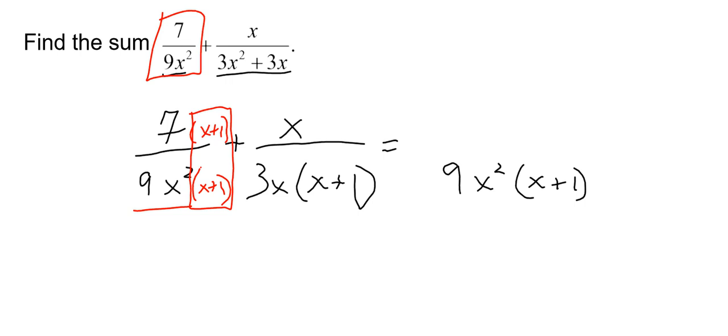Okay, so now for the second term, I recognize that this 3 also needs a companion 3 to get it to 9. And this x also needs a companion x to get it to x squared.